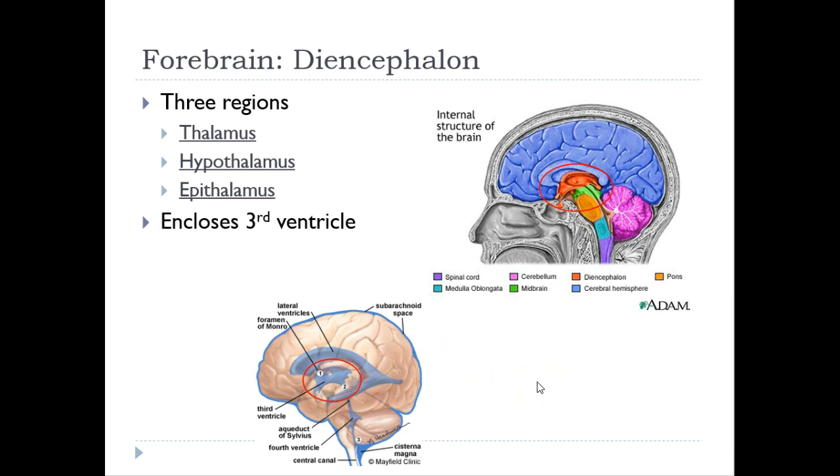The forebrain, that's going to be right over here. That's going to be made up of a couple of things that we're really going to hit hard in 202, so I'm going to glance over them in 201. The thalamus, the hypothalamus, and the epithalamus. And they're going to enclose around the third ventricle.